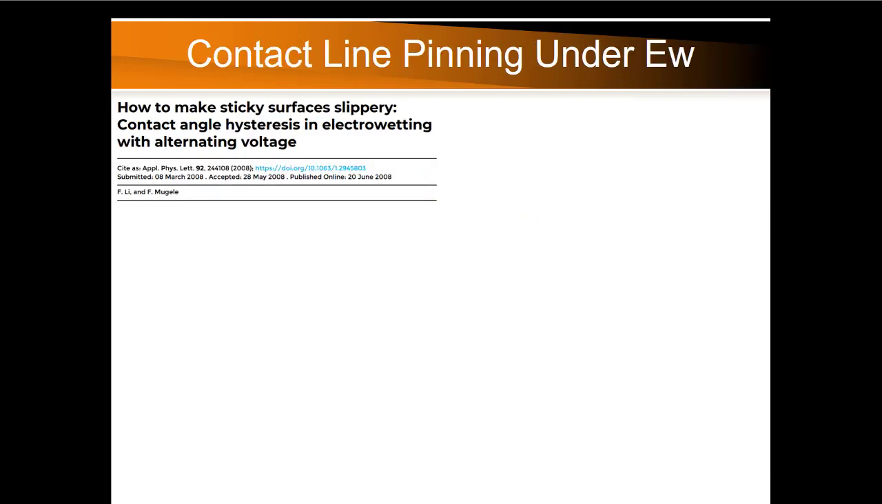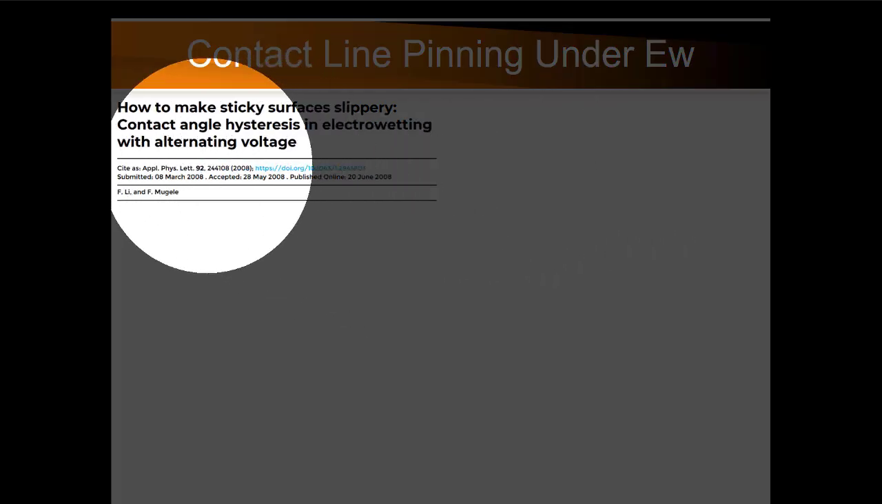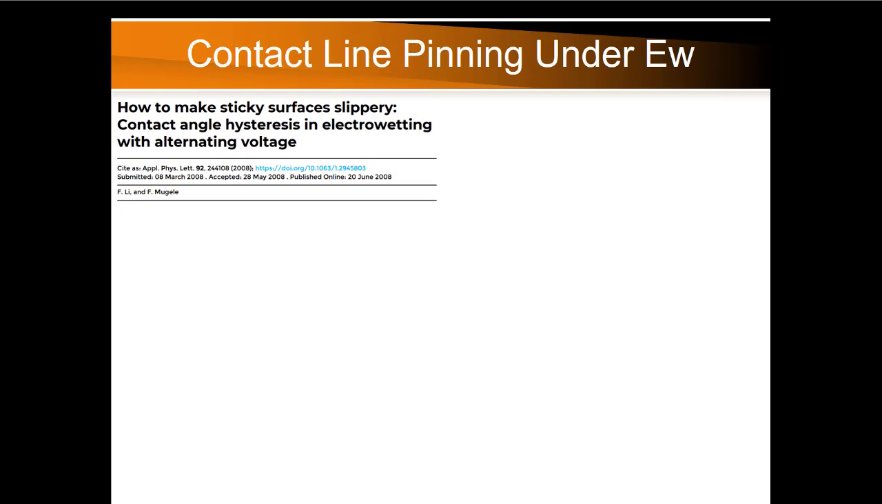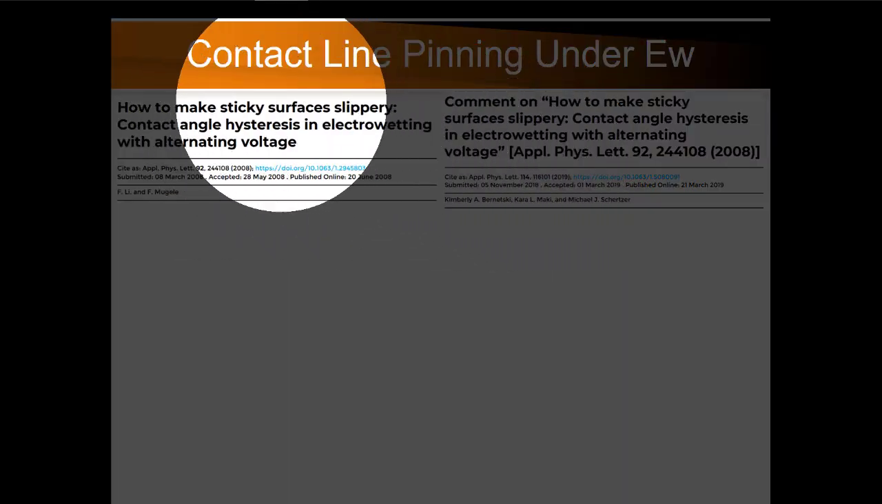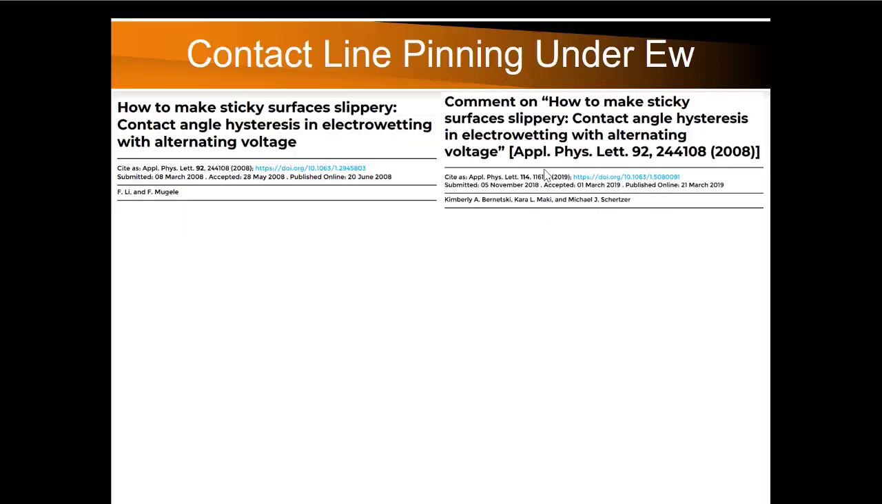We're also interested in contact line motion, which ultimately becomes important when we're evaporating droplets. We really like this paper, which was published in 2008, in part because it's got a great title, How to Make Sticky Surfaces Slippery. They were talking about the elimination of contact angle hysteresis using AC electrowetting. We looked at their model and saw that it didn't quite predict the data correctly. So we proposed a change to the model using the data published in this paper. This was a comment we published last year in Applied Physics Letters.